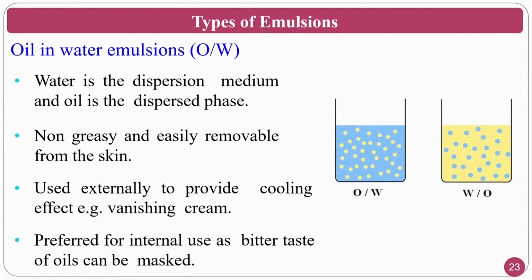The second one is oil in water emulsions. Basically, you have the water where you just pour the oil. In this condition, water is the dispersion medium as well as oil is the dispersed phase. It is non-greasy and easily removable from skin. Even if during grinding operation or machining operation the splashing occurs, you can remove it easily.